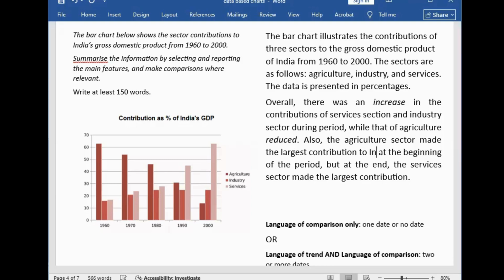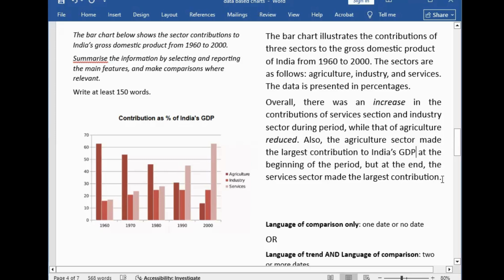To India's GDP. Okay? At the beginning of the period. So see my overview. My overview here has two sentences. One sentence uses the language of comparison, largest. Okay? Largest. Can you see what I mean by language of comparison?